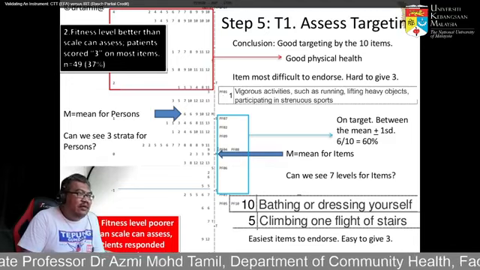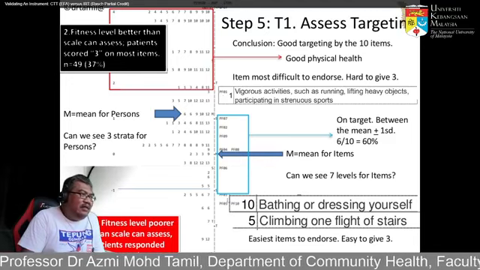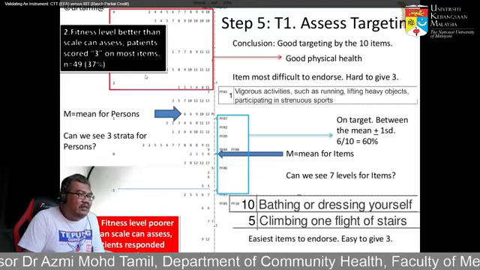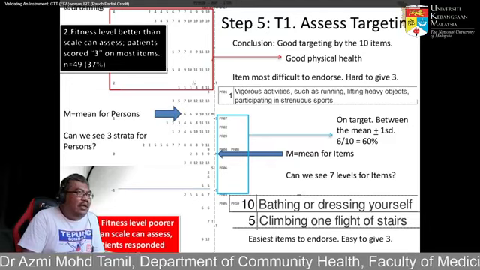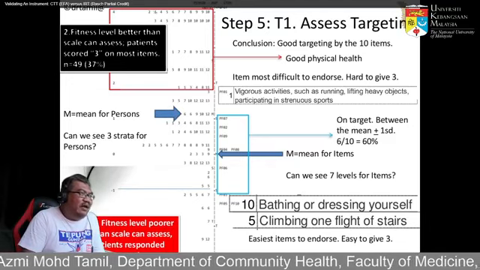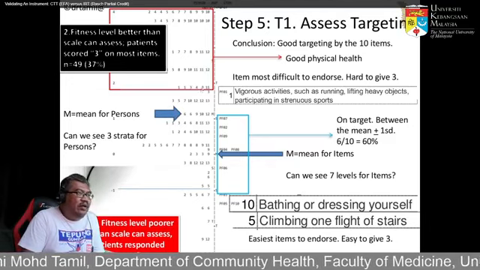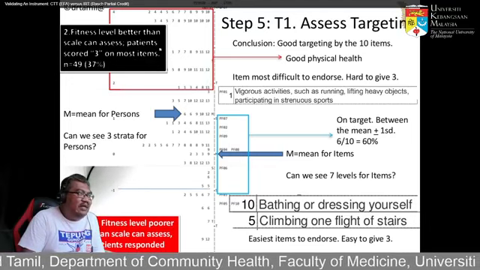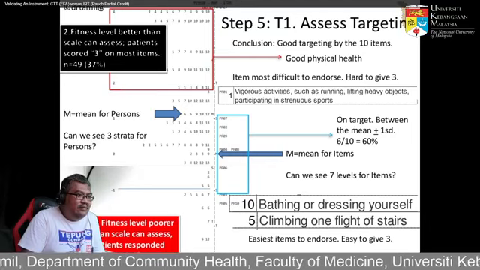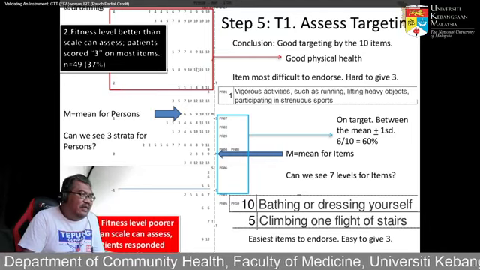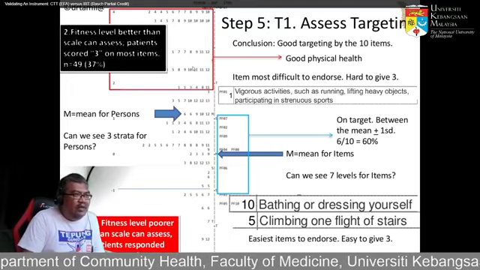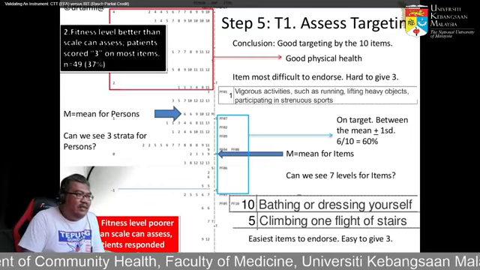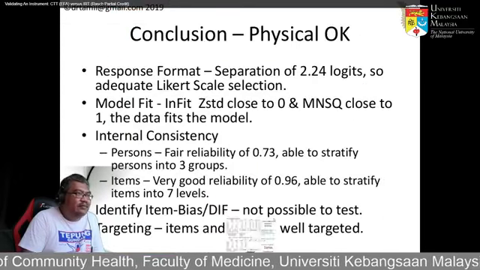Okay. So these are the targeting of the questions and the person. So based on this, if we want to really measure the fitness level of everyone here, you have to set up more questions that can measure their level of ability. So maybe can set, can you run 1 kilometer in 5 minutes, and so on and so forth. So you can measure the higher level of fitness.